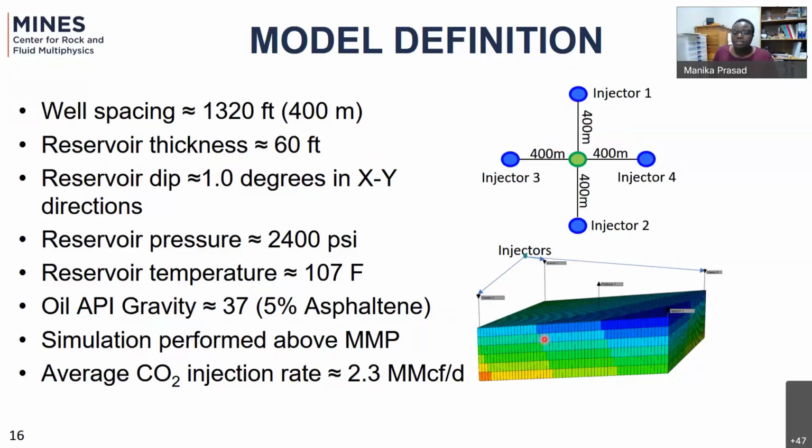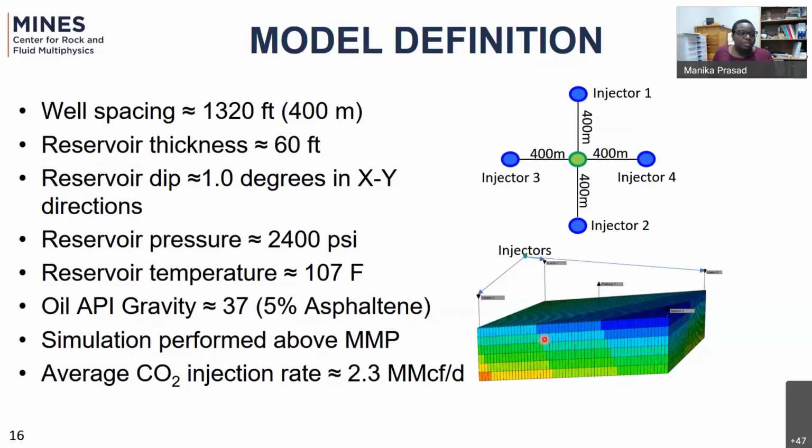We had made 6 layers of reservoir to allow for gravity effect as well as buoyancy. And then the reservoir pressure was in line with the original pressure of the Bell Creek field, which was about 2,400 psi. The reservoir temperature we had gotten from lab data of 107 Fahrenheit. The oil API gravity as reported in literature is about 37, showing it's light oil, although it contains about 5% heavy oil, which are termed asphaltene, because the heavy oil component eventually leads to forming the asphaltene.